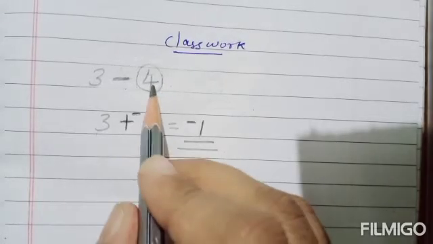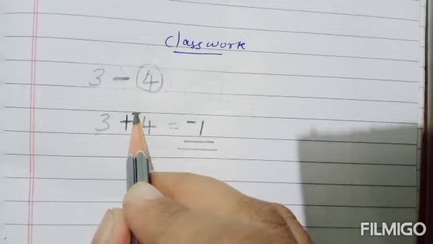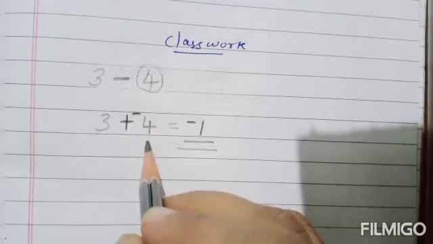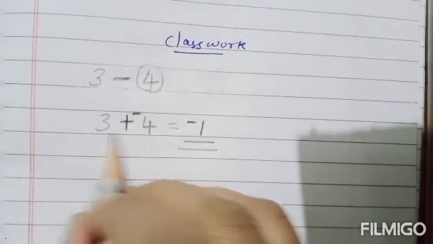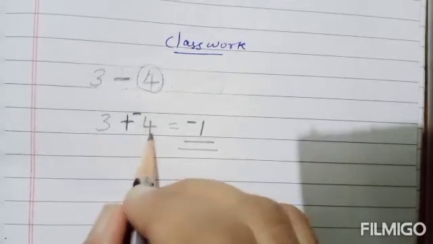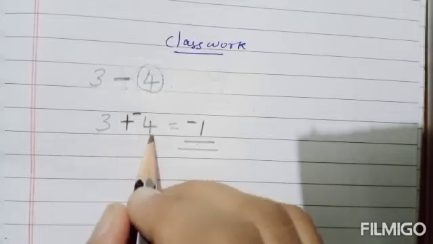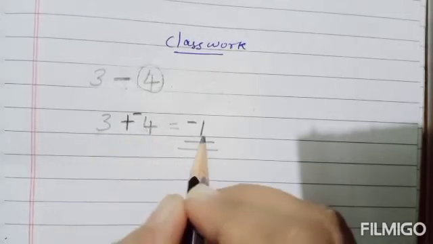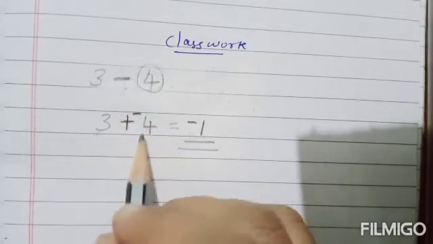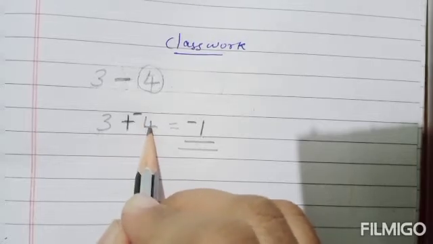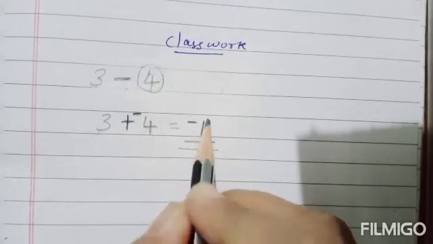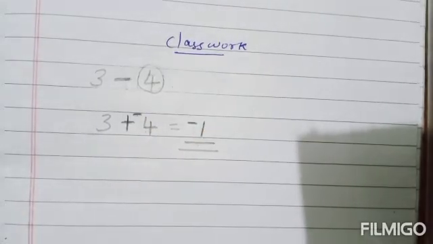Okay, so here it is positive, so change it to negative 4. Now you can do the addition of positive integer and negative integer. 3 plus minus 4. First subtraction here, 4 minus 3, you get 1. Then the sign of the greater number. 4 is the greater number, its sign is minus, so put minus sign. So minus 1 will be the answer.